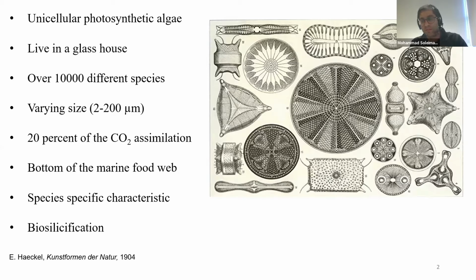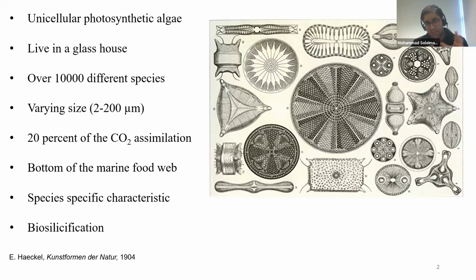20 to 25% of the carbon dioxide assimilation in general is done by diatoms, which is equivalent to all rainforests. In that sense, they have a huge impact in our lives for producing oxygen. They are at the bottom of the marine food web, which means they produce food for other organisms. And as I said, every diatom has its own unique shape and structure.